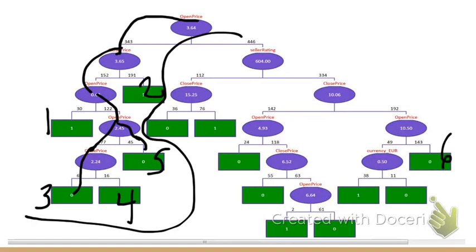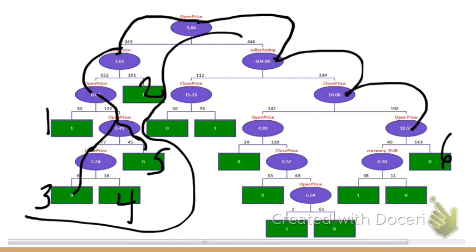So this is rule number 6. And that would start with open price is greater than or equal to 3.64. Seller rating is greater than or equal to 604. Close price is greater than or equal to 10.06. Open price is greater than 10.5. And then it is not competitive.